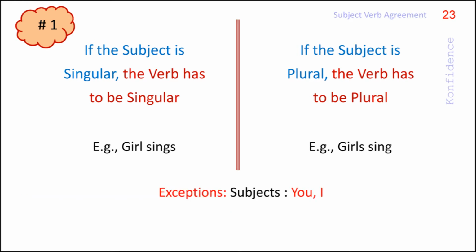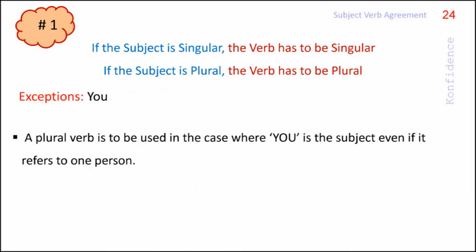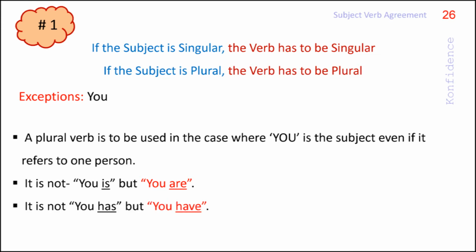But there are exceptions. A plural verb is always to be used in the case where you is the subject, even if it refers to one person. So it is not you is, but you are. Not you has, but you have.